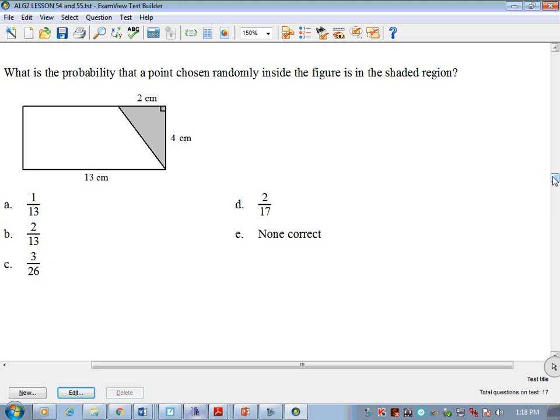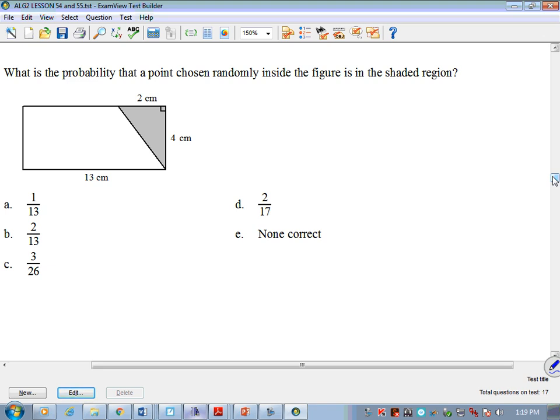All right, probability. Probability is what I'm looking for over the whole thing. Sometimes we're talking about area, right? I want to know the probability of throwing a dart and hitting the shaded region. Well, I need to know the area of the shaded region. What shape is my shaded region here? Triangle. How do I find the area of a triangle?